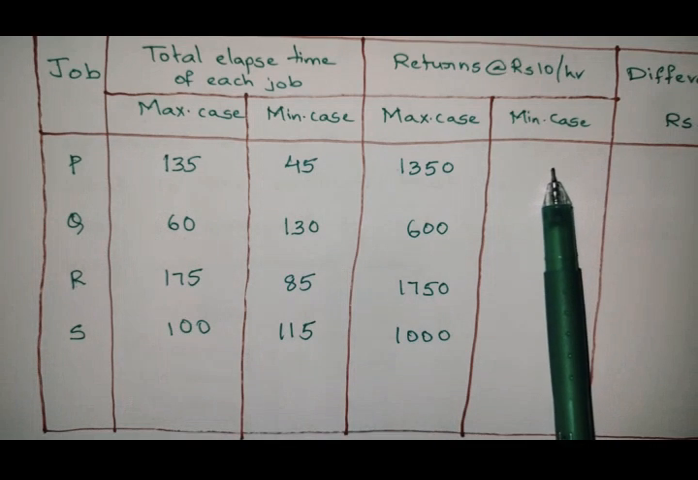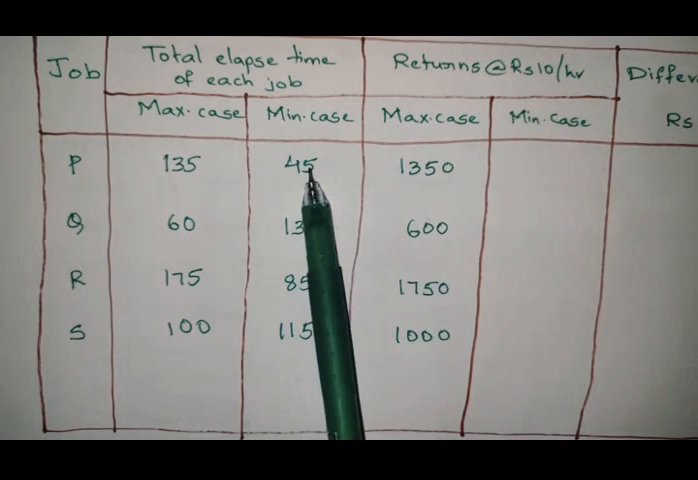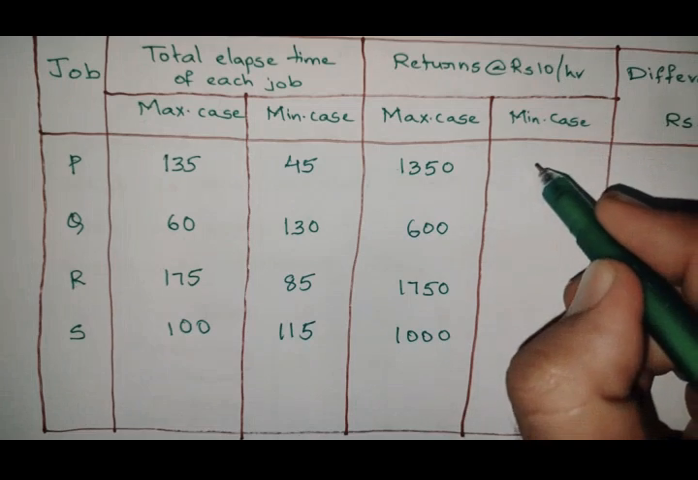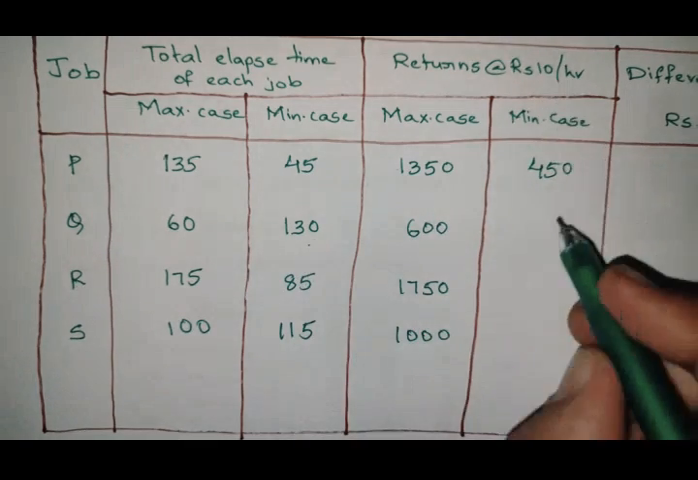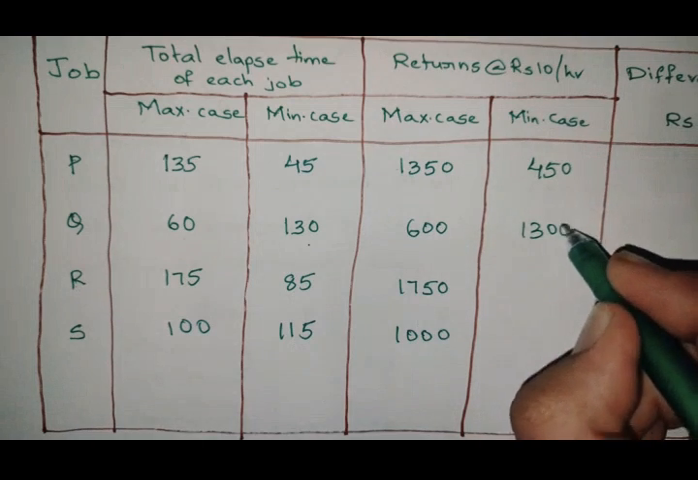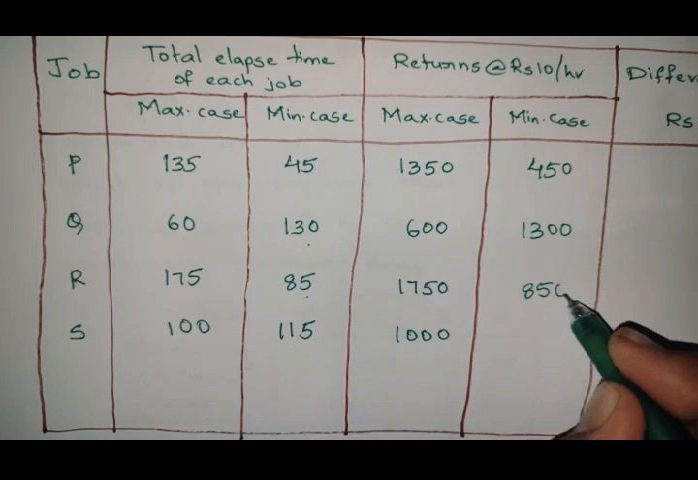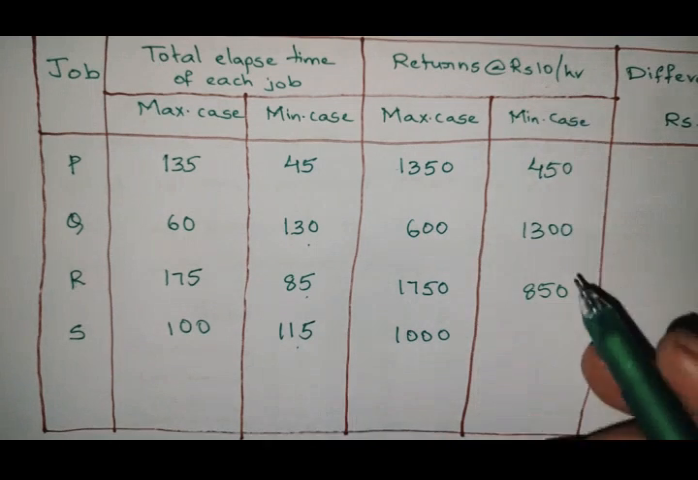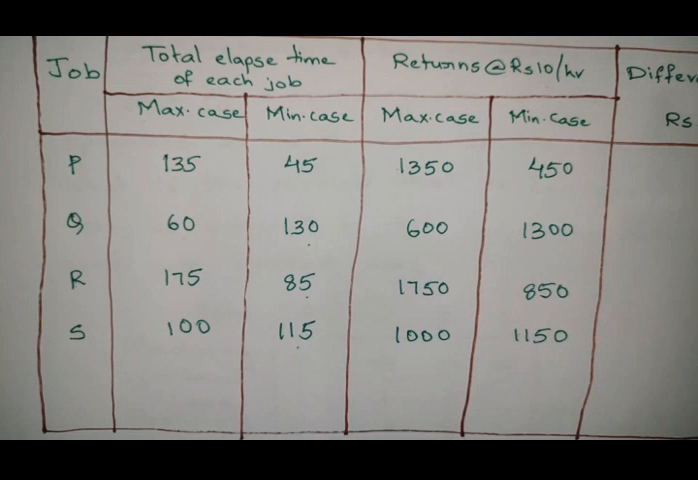Then the amount he will charge is 10 rupees for each hour. For 45 hours, 45 into 10, that is 450. Similarly, 130 into 10, 1300; 85 into 10, 850. Next, 115 into 10, 1150. So these are the amounts he is going to charge for each job in a minimization case.